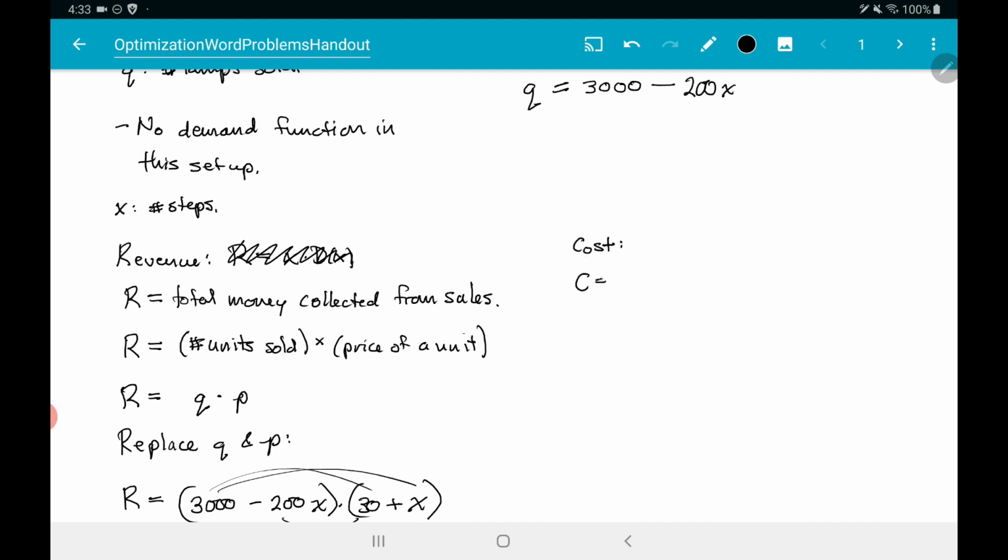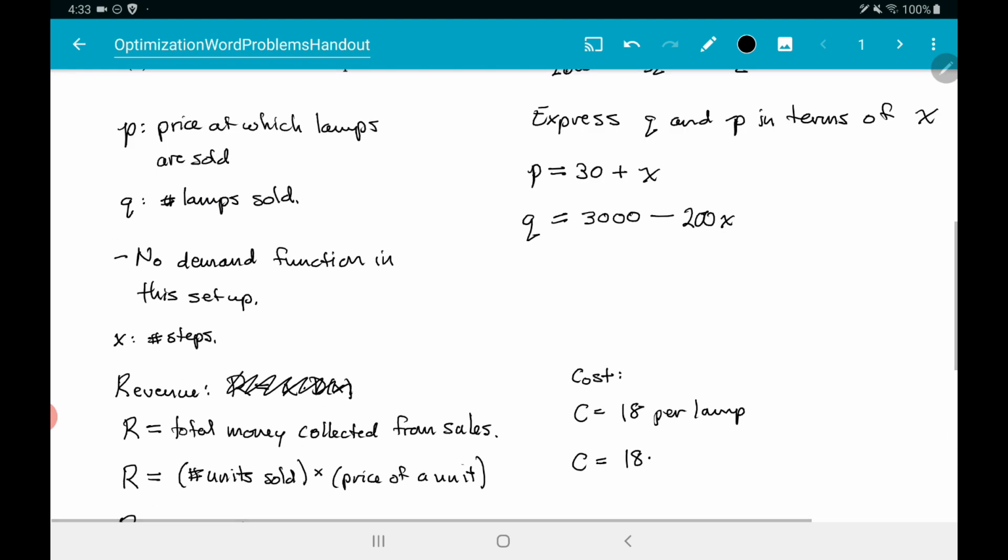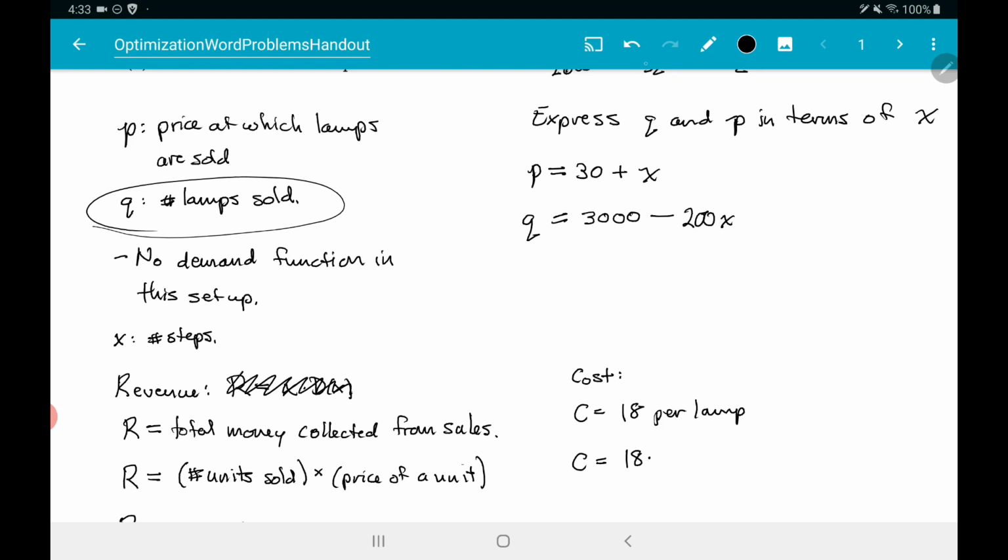Okay, well, big C equals, well, we're only given information about per unit costs. So it's $18 per lamp in manufacturing costs. That means that we need to multiply the $18 cost by which symbol? We need to multiply by Q. That's the number of lamps that will need to be produced to meet this month's order.